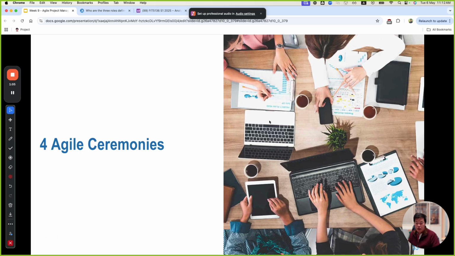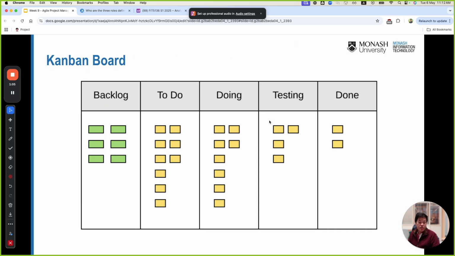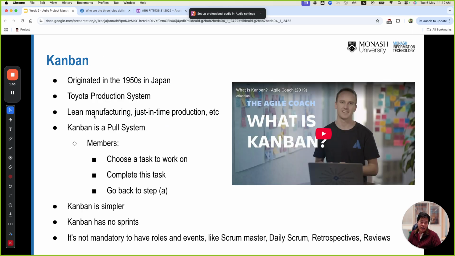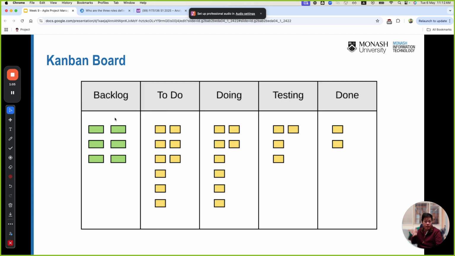Kanban is also used in manufacturing, as I told you, like the Toyota production system. Let's say you want to build a car. Today we got an order of 1,000 cars. These are the things that we need to do. We got a request in the backlog: 1,000 cars we need to build, Toyota Corolla.